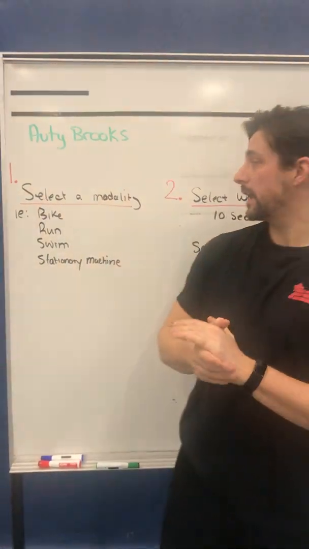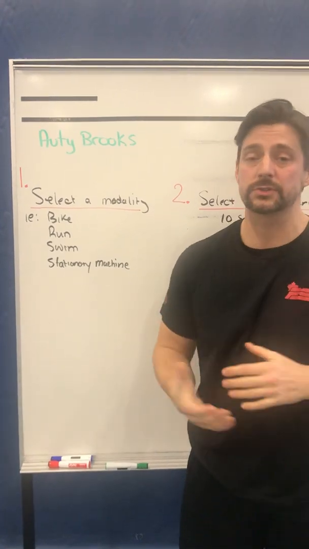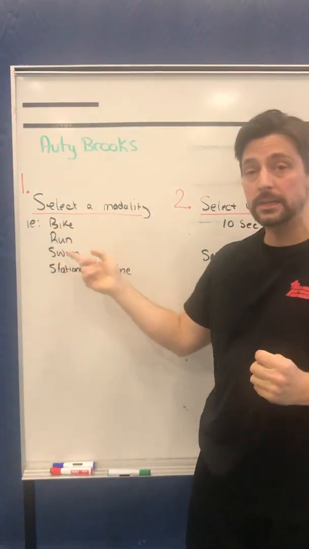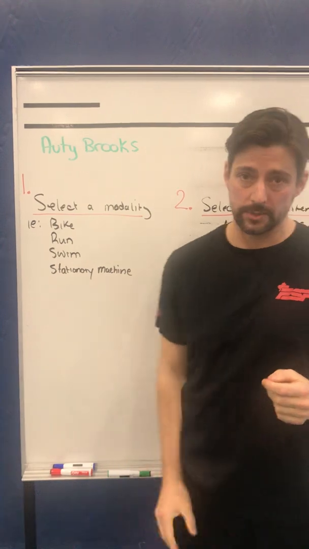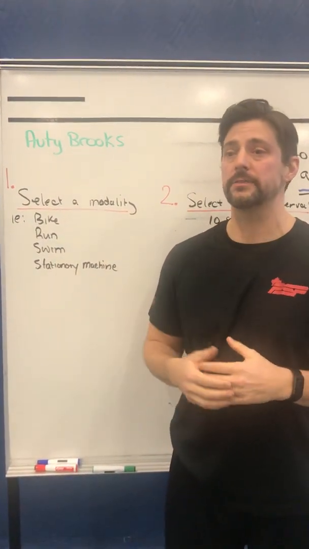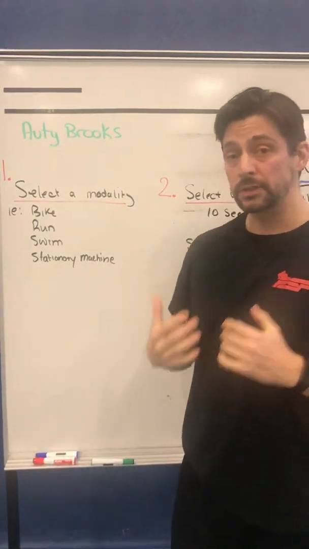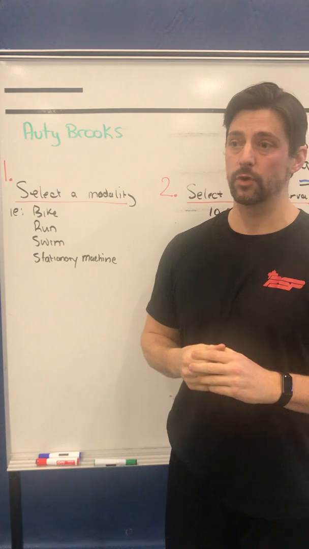The first thing that you're going to have to do is select a modality. Modality is just the type of exercise you're going to do. For example, biking, running, swimming, or any stationary machine. Now, I prefer monostructural style activities. This is compared to circuit training, for example. You can certainly use circuit training as an anaerobic modality.